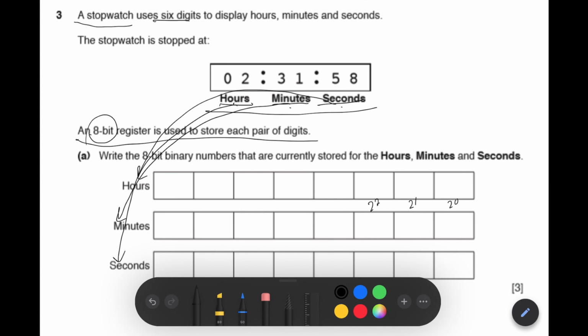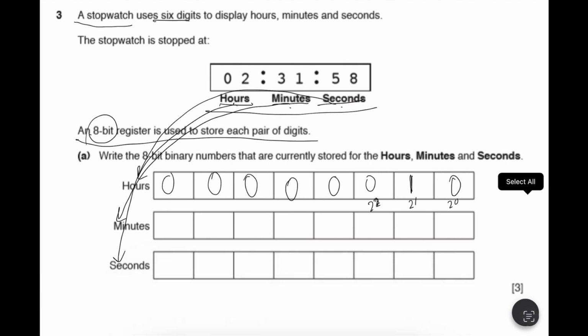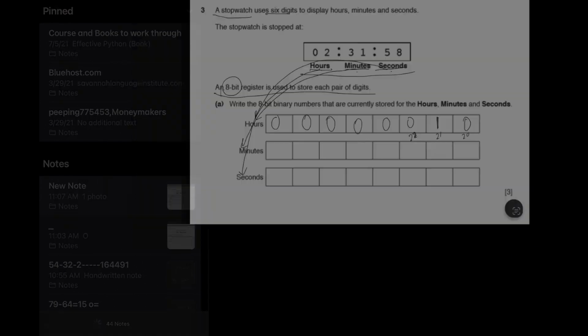We know hours is a pretty small number, it's only 2, so we don't need to go too crazy. It's really just going to be this one, just 1. 2 to the power of 1 is 2. That's the biggest number that can fit into 2. And then the rest are just going to be zeros. It is important that we fill all these in because it's asking us for an 8-bit binary number. So the next one is going to be minutes, which is going to be 31. That one's going to be a little bit more complicated. Let's go ahead and do that.